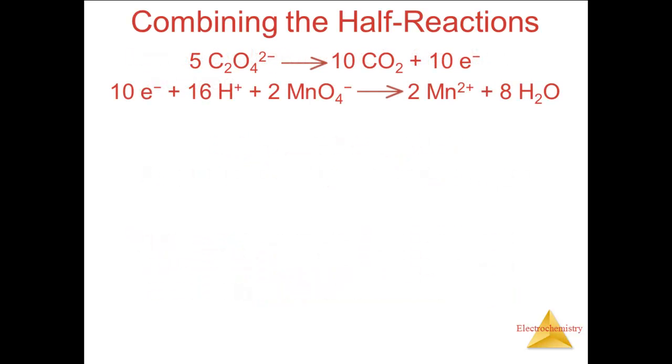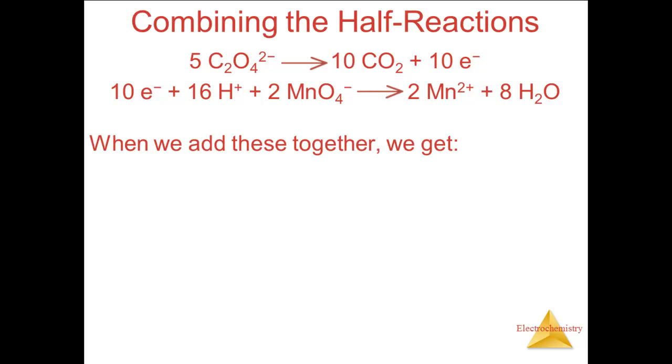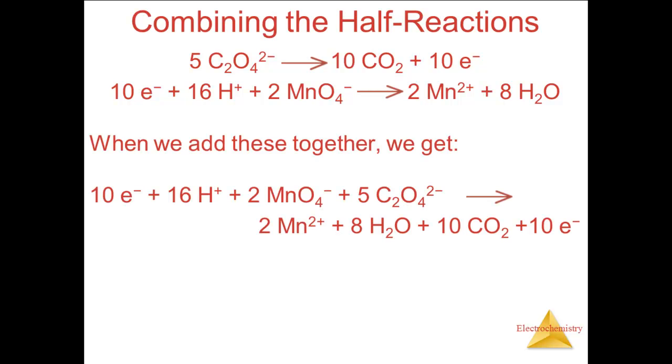Here are the multiplied reactions. When we add them together, we get this reaction: 10 electrons plus 16 H+, plus 2 MnO4- plus 5 C2O4 2- gives 2 Mn2+, plus 8 H2O, plus 10 CO2, plus 10 electrons.